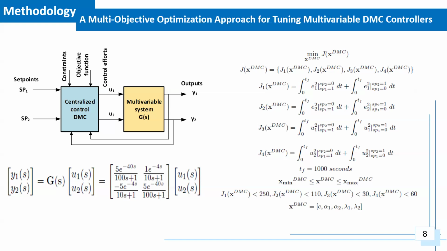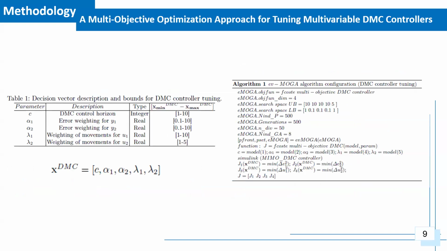Finally, to define meaningful bounds for the decision vector, a reference DMC controller was first tuned. This helps reduce the search space and decrease the computational cost of the optimization process. To establish the bounds of the decision vector, we first tune a reference DMC controller. This helps reduce the search space and lower the computational cost of the optimization process.